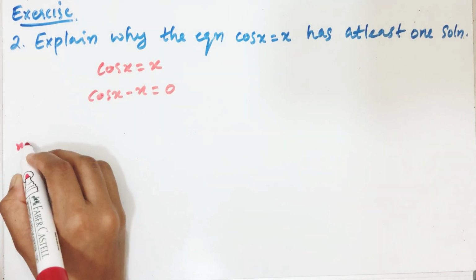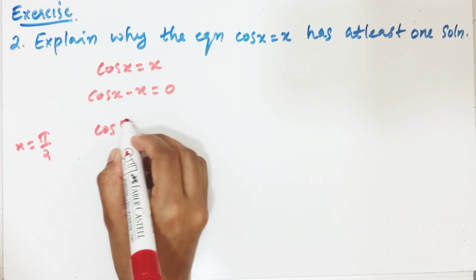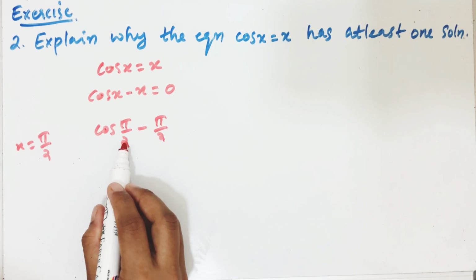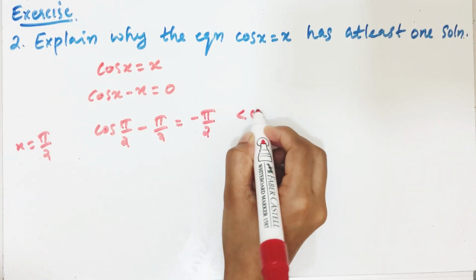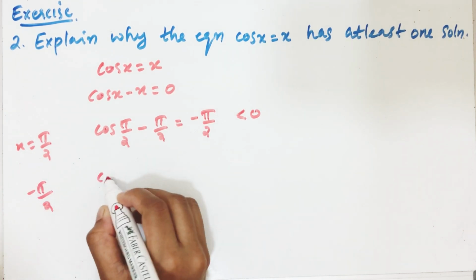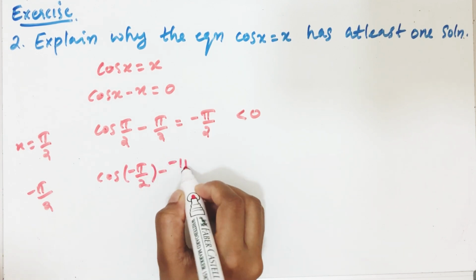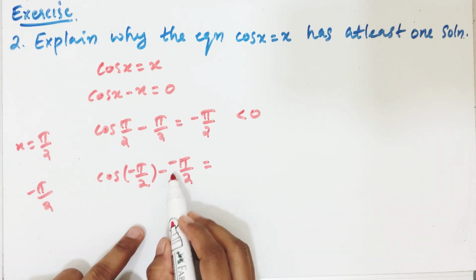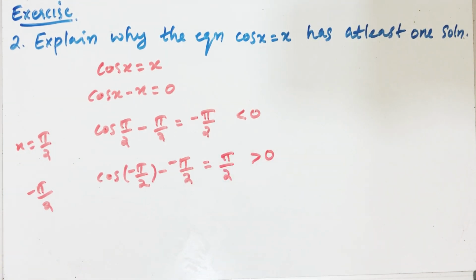See, when x is equal to pi/2, this equation becomes cos(pi/2) minus pi/2. Cos(pi/2) is 0, so this equals minus pi/2, which is less than 0. And at minus pi/2, this becomes cos(-pi/2) minus (-pi/2), which is equal to 0 plus pi/2, which is greater than 0.